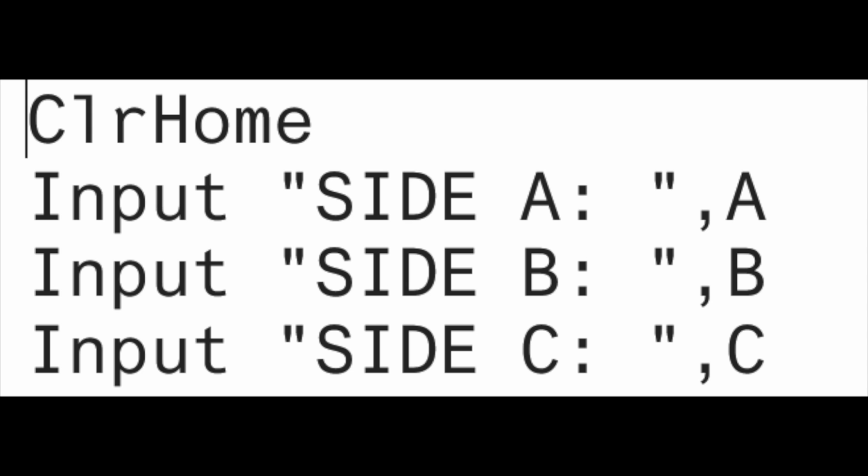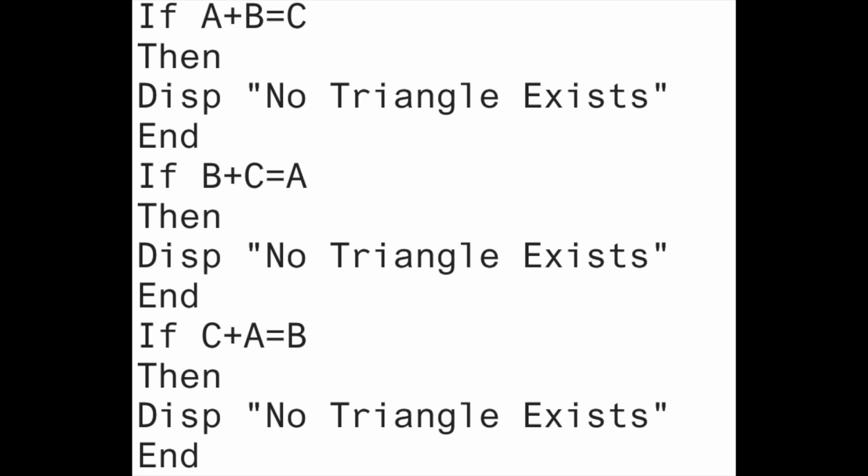First, you're going to start the program by prompting the user to input the three known sides of the triangle. It is important to enter the number according to the correct letter of the side. Next, you're going to use a string of if-then statements to decide whether the data the user has inputted will create a triangle or not.